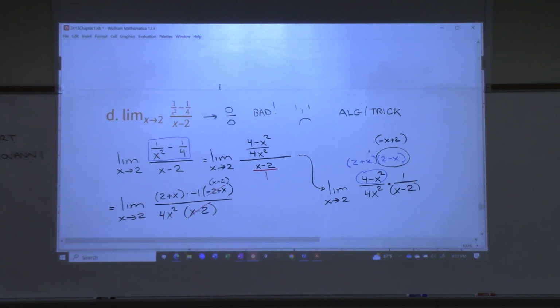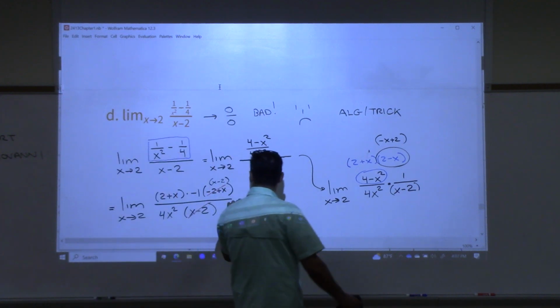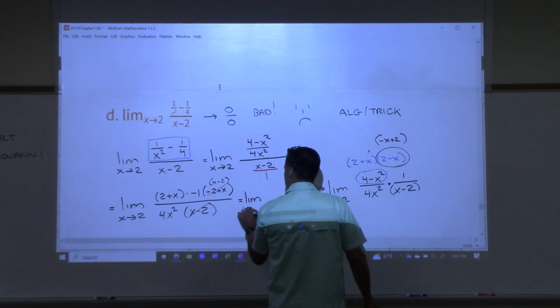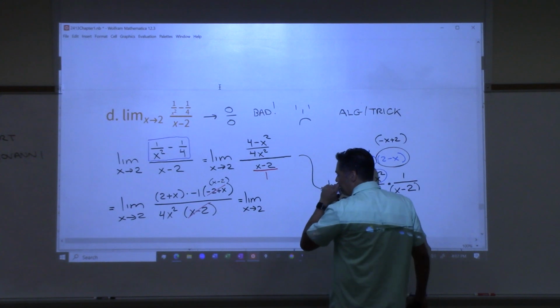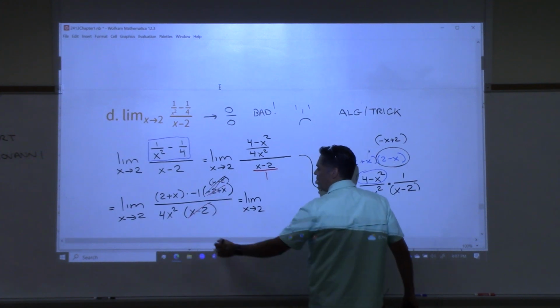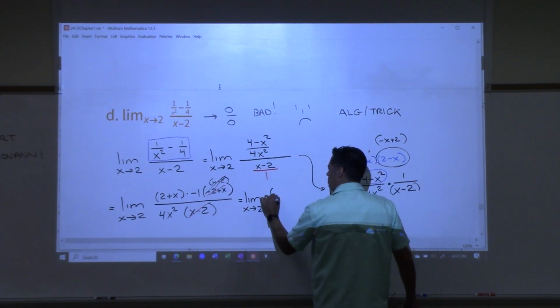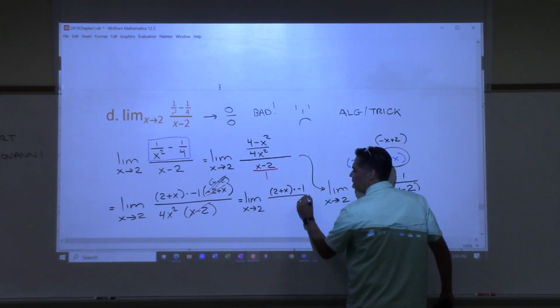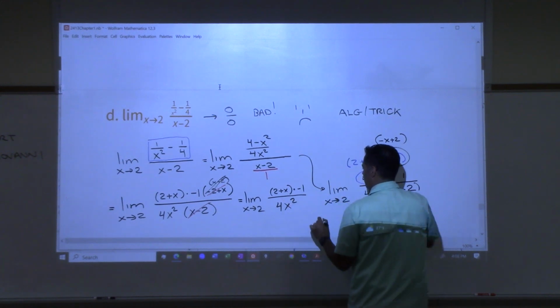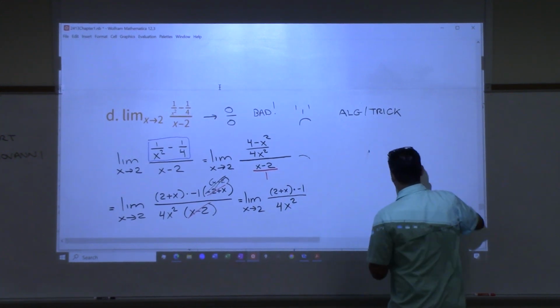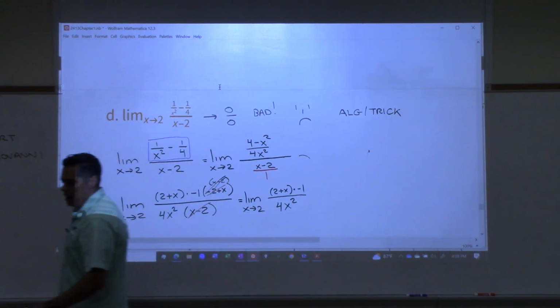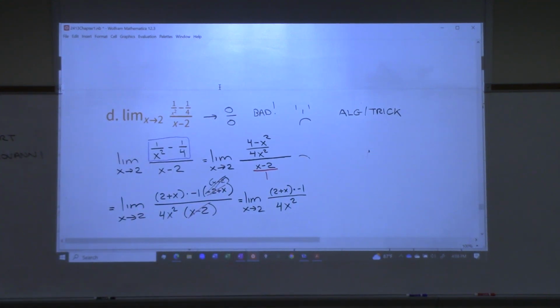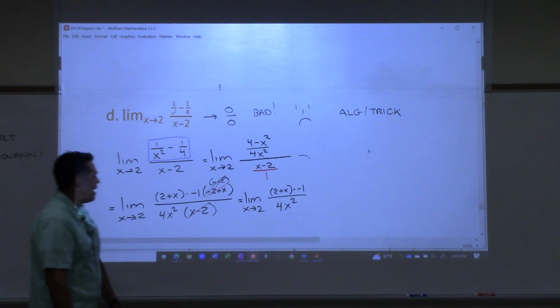All right, I think I'm ready for the limit, but I'm going to write it one more time. Limit, x is approaching 2. Okay, on top, this was gone, right? I'm going to put 2 plus x, and then I had a negative 1 next to it. And then over the bottom, which is just 4x squared now. I have eliminated the problem. The problem was that x minus 2 on the bottom, right? It's now gone.